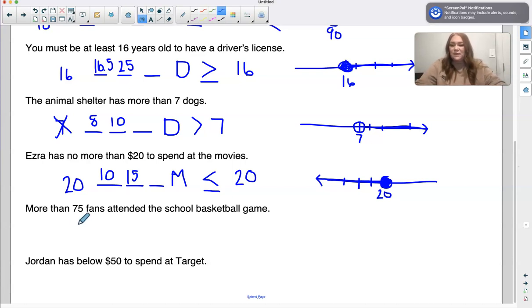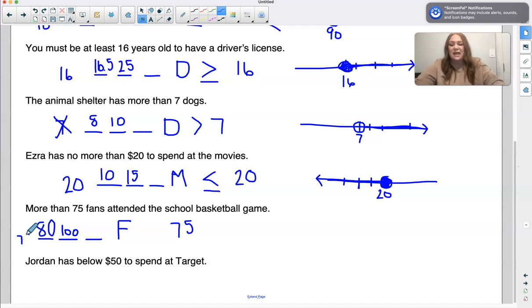Okay, our next one says more than 75 fans attended the school basketball game. So we've got fans, and we're comparing that to 75. Now our keyword says more than, more. We have to have more than 75. So tell me 3 options that it could be. So maybe there were 80 fans at the basketball game. Maybe there were 100 fans at the basketball game. Give me one other option of fans at the basketball game.